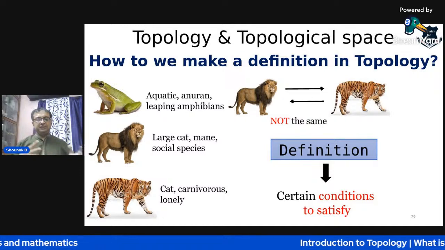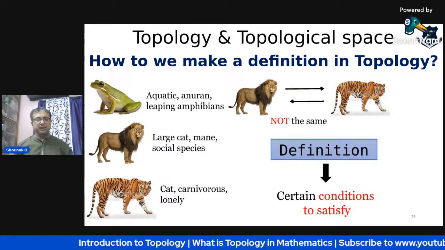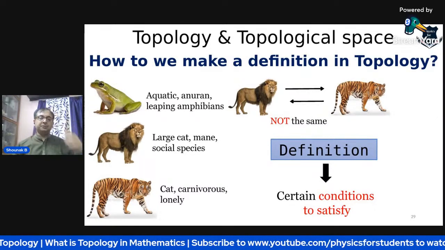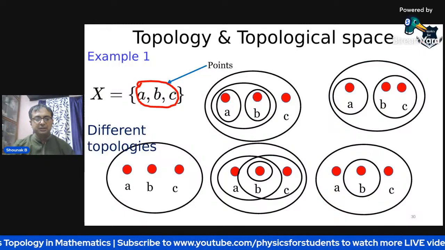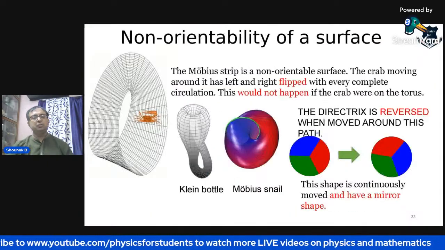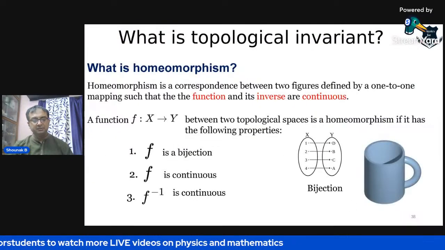Here you see there's a definition which satisfies certain conditions, just like an aquatic animal, a cat and a lion. We basically describe them using different definitions. So that is also true. These are examples of different topology. And we saw orientable and non-orientable surfaces. What is a topological invariant? We saw that.